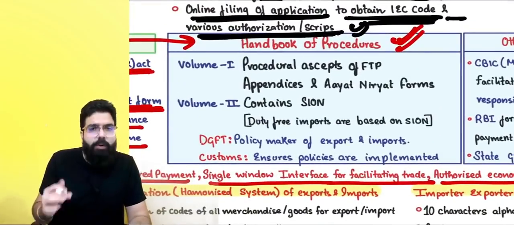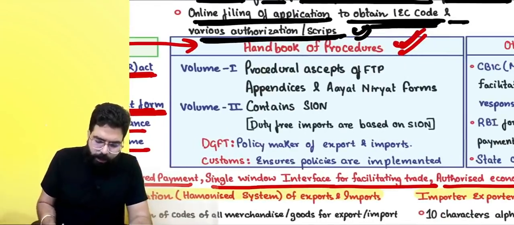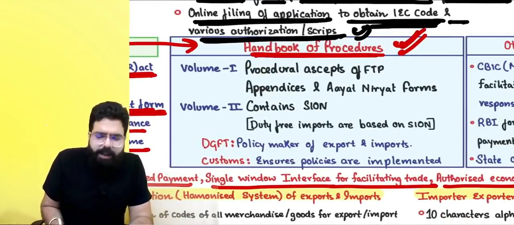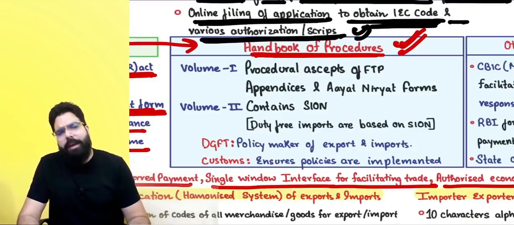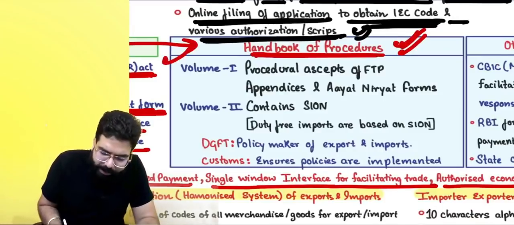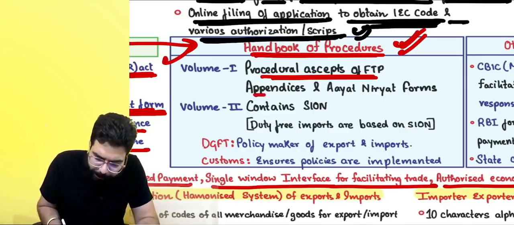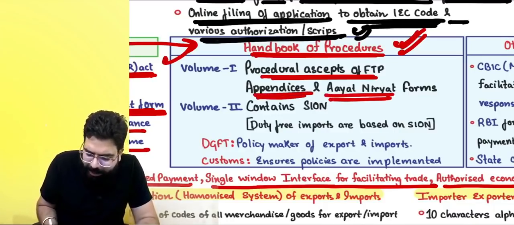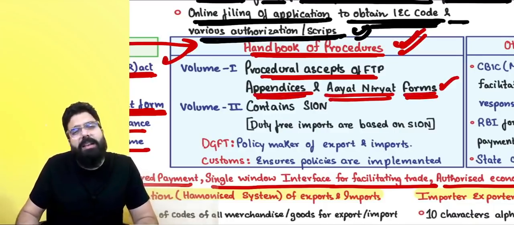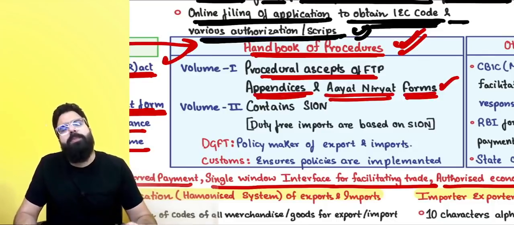Now they will go ahead and notify this form they are telling. Now, Handbook of Procedure. Sir, what do you mean by Handbook of Procedure? Everyone over here, they go ahead and tell the various procedural aspects of foreign trade. Okay. Then appendices and Aayat Niryat forms. Sir, what are these Aayat Niryat forms? Baba, all these are various forms which are there.